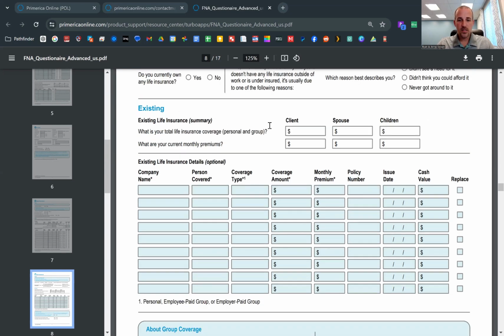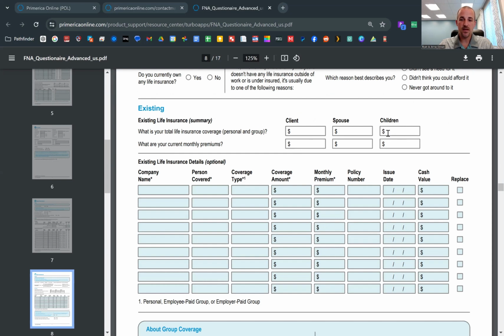So you're going to list here if they have anything existing, whatever they currently have. Usually what I'll do is if it's personal insurance, I'll write it in here with how much they're paying. If it's work group insurance, I'll write it off to the side. That's just me personally, just so I know it's separate, and I'll make a note of what it is and if they're paying anything extra for it or not.